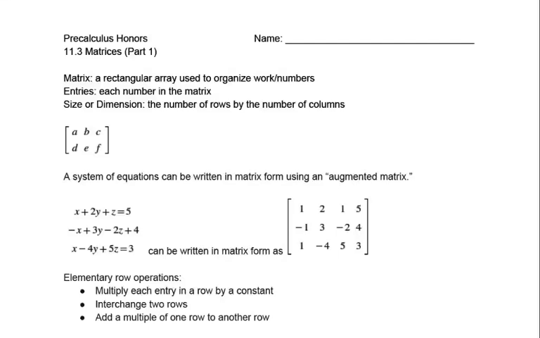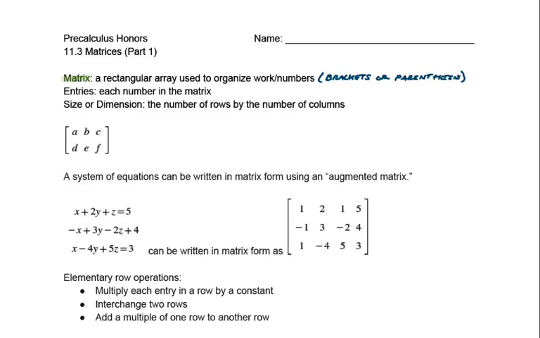So today for section 11.3, we are going to start taking a look at matrices. A matrix is a rectangular array used to organize work or numbers. Typically a matrix is written with either a set of parentheses or more commonly a set of brackets. So if you look here, this rectangular, what looks like a box here, is a matrix. A, B, C, D, E, F would be the entries in the matrix.